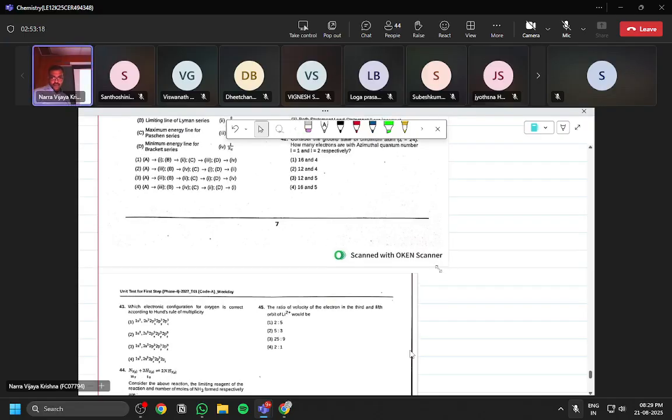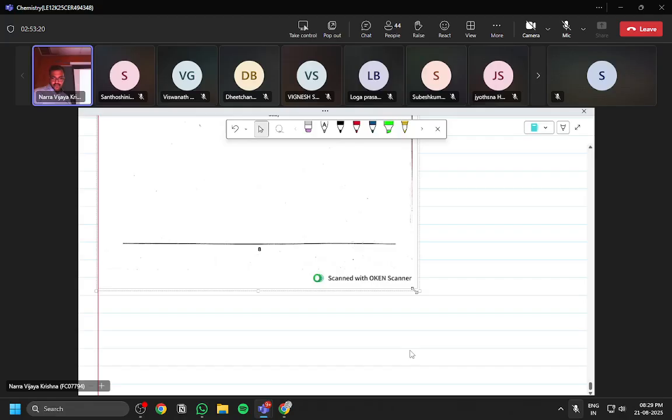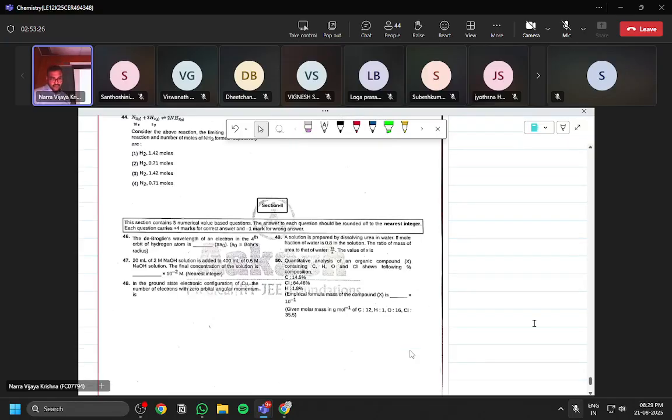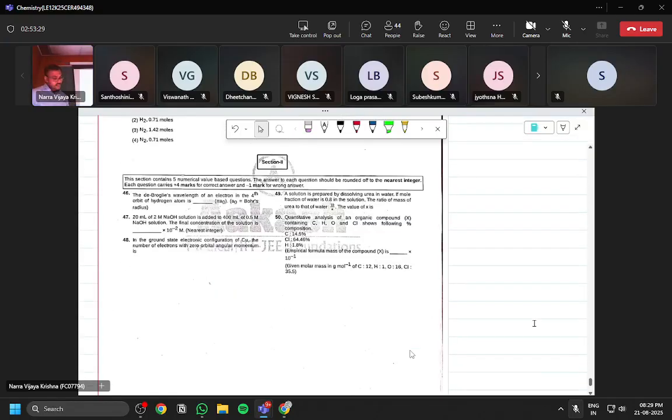Around 100, 110, 120 questions will be there. So by solving them, you try to recall. Question number 50. Actually, an organic chemistry question. Quantitative analysis of an organic compound X containing carbon, hydrogen, oxygen, chlorine shows the following percentage composition. Empirical formula is the question, and they give percentages. We need to find the empirical formula.